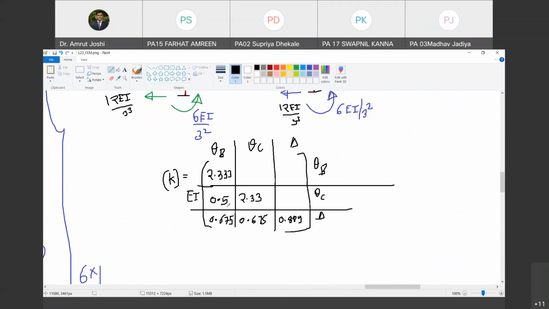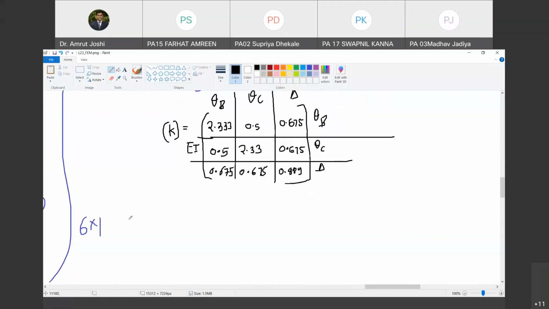So then, what are the remaining elements of the K matrix? This is going to be 0.5. This is going to be 0.675. Happy? Yes, sir. Okay. And this element is also going to be 0.675. Happy? Yes, sir. Theta B, theta C, and delta. These elements are found out.